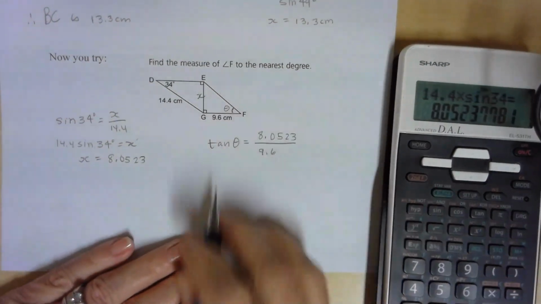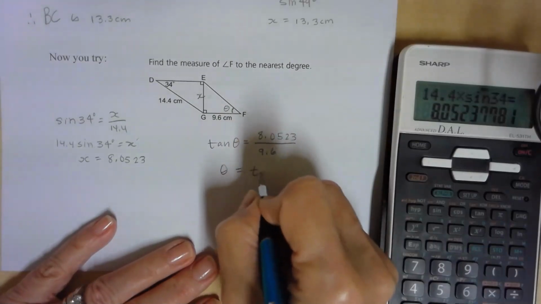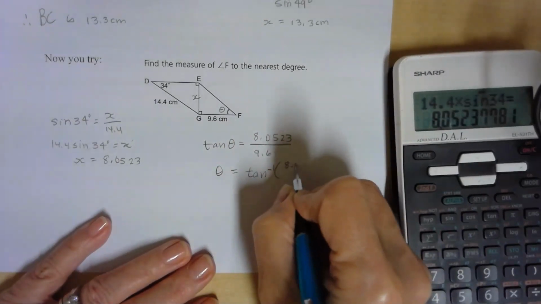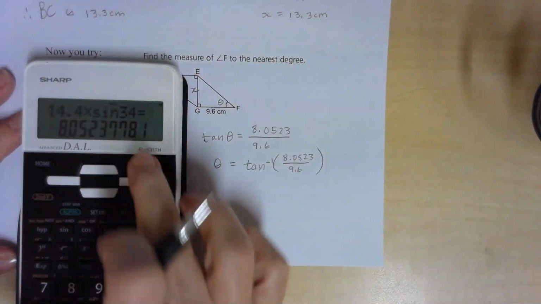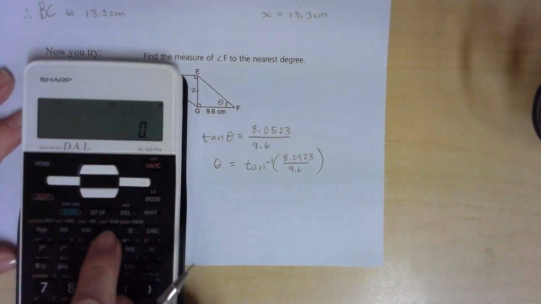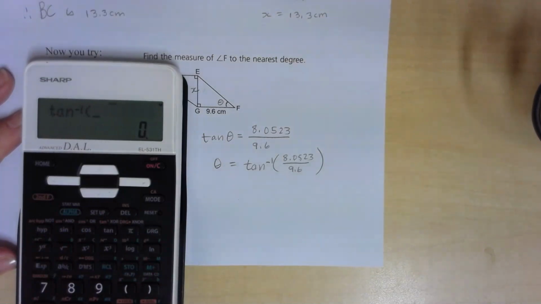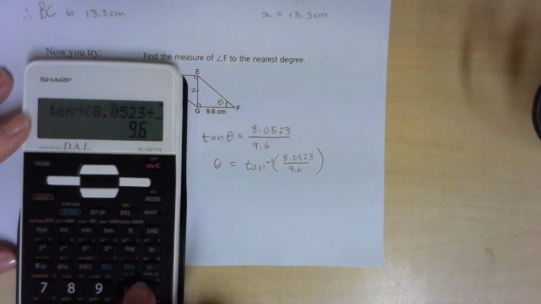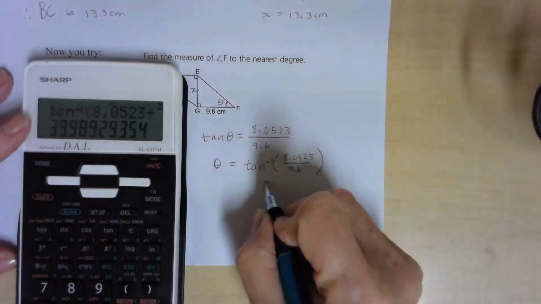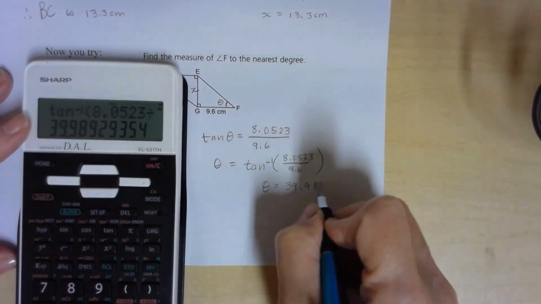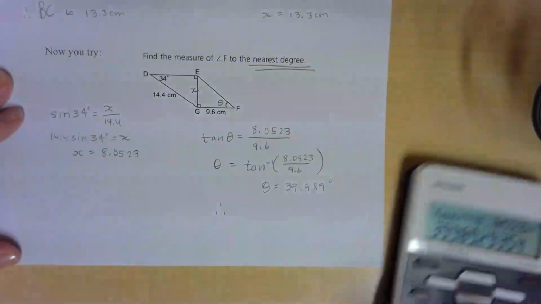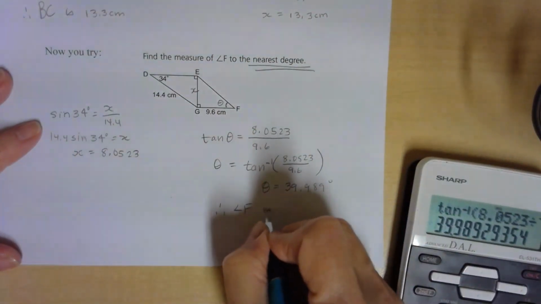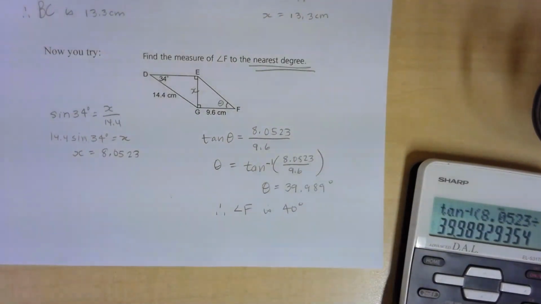Remember that when you're looking for an angle, you use inverse tan. I hope you already have done this. That's why I'm going super fast. And so on my calculator, I go second tan, and I use brackets all the time. I just feel I should. 8.0523 divided by 9.6, and I get theta equals 39.989 degrees. If it says to the nearest degree, therefore, the angle that I've marked theta, angle F, is 40 degrees, because I say, to the nearest degree.